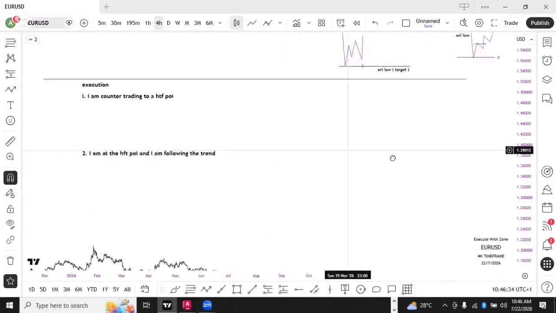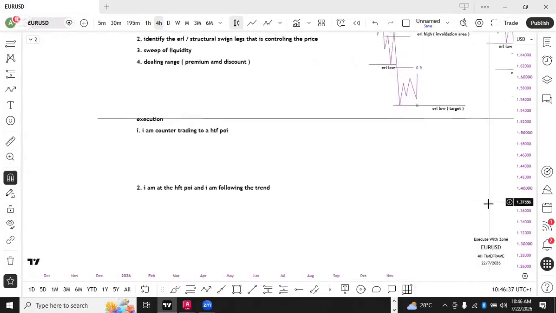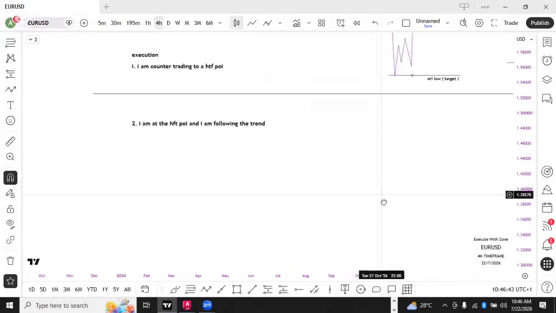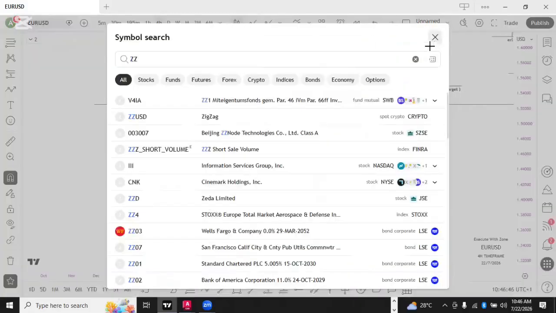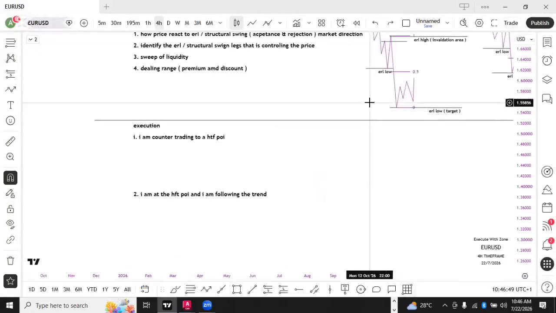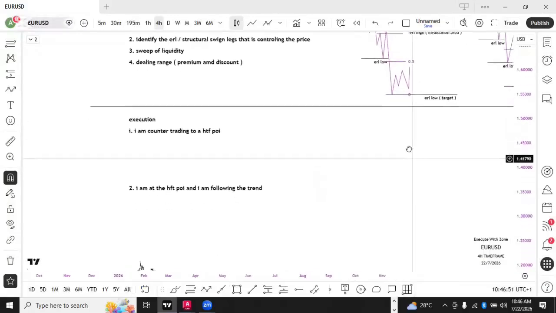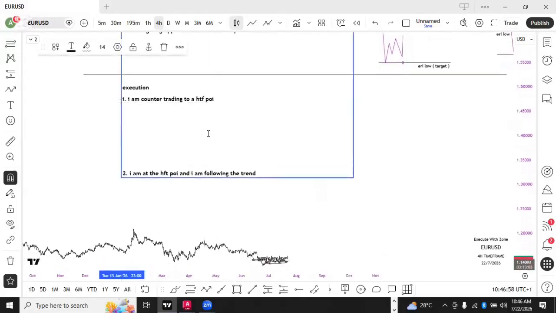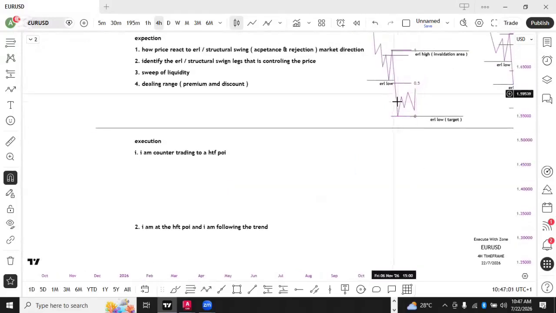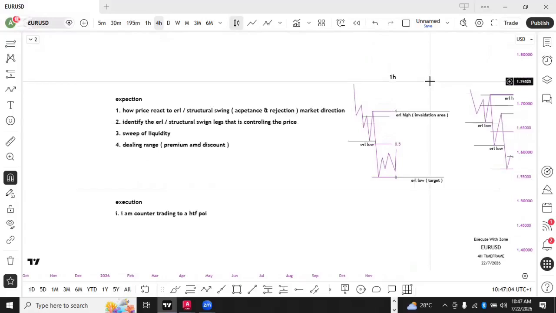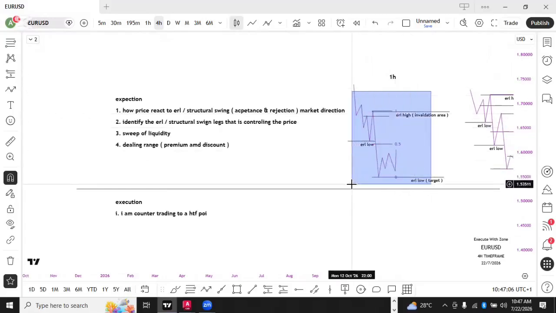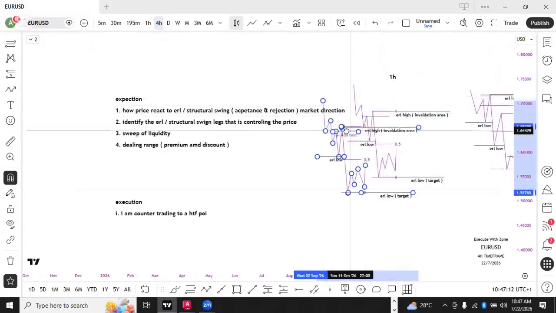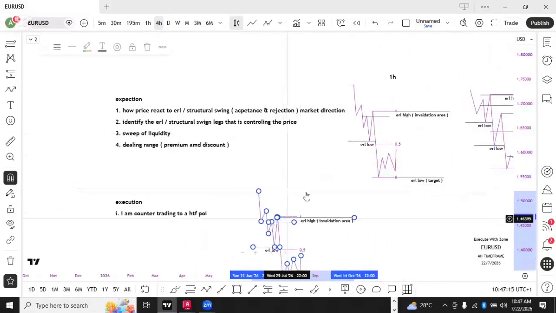Okay, so now back to our expectation. I said you want to understand something first: am I counter trading? What did I mean by counter trading? I'll still use this same scenario I drew here for the 1 hour, because that has been the example we have been using since.